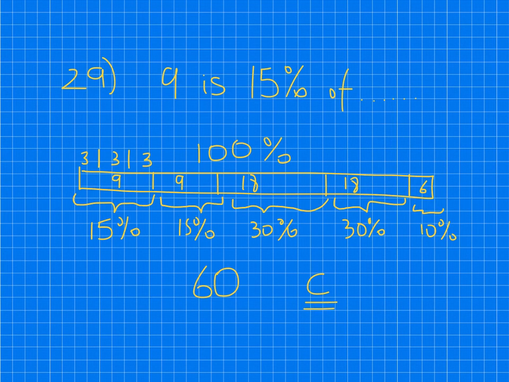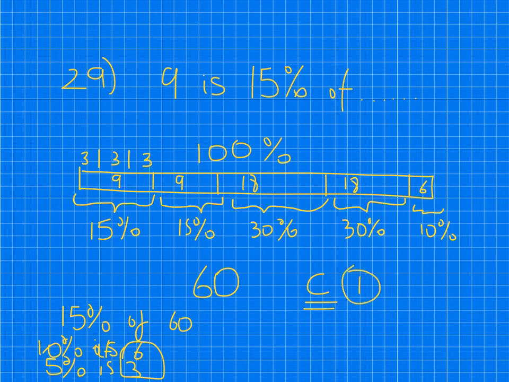It's always possible to do a quick check. Let's work out 15% of 60. Well, 10% of 60 is 6. And 5% must be 3, which will give us a total for 15% of 9. So it works. There's 1 mark for this question.